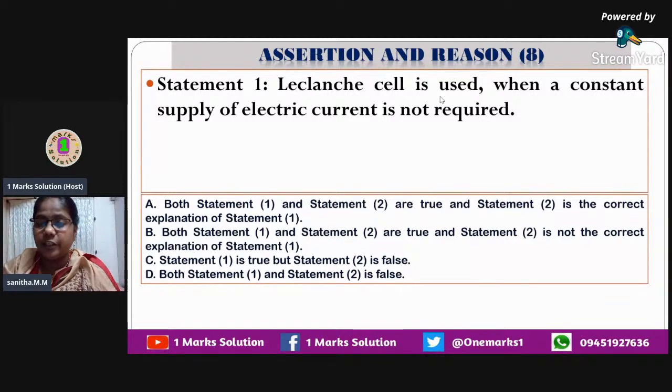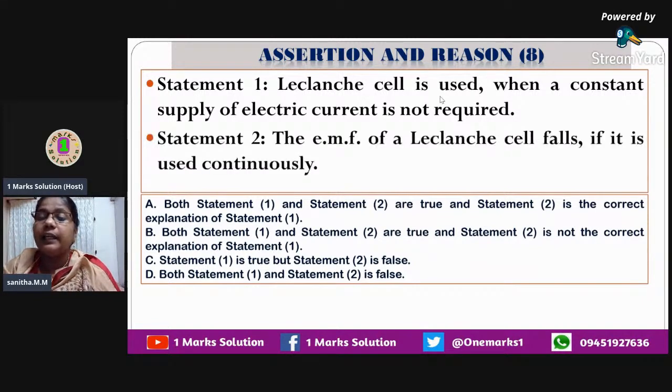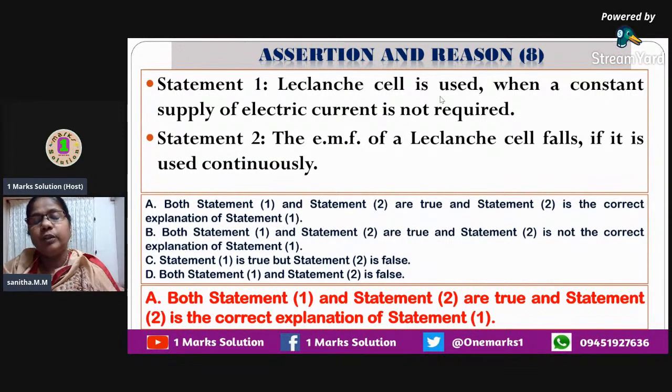In the case of the potentiometer, compare the EMF of the cell. You are familiar with the Leclanche cell. Here we can say, if you don't want steady current, we can use a Leclanche cell. Why? What is the reason? The EMF of a Leclanche cell falls. That means a voltage drop will be there if we are using it for a continuous purpose, isn't it? So that is why we use a Leclanche cell whenever we don't want the steady current. So the second statement is the correct explanation for the first statement, and both are true. So the option is A.